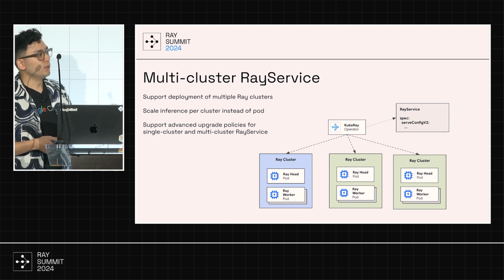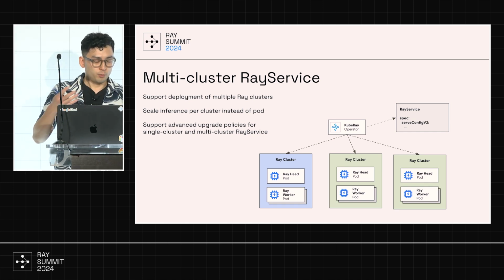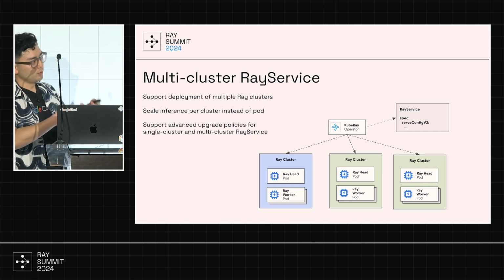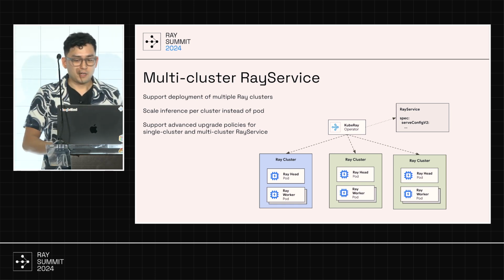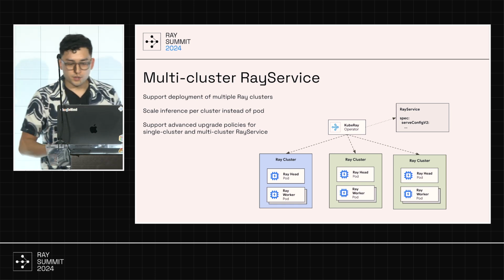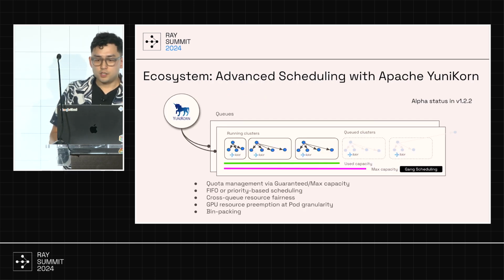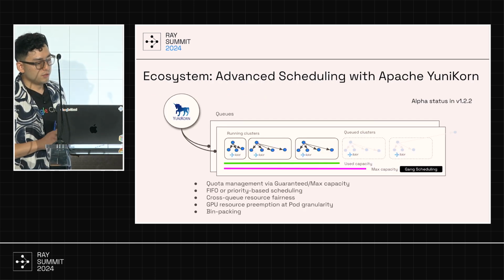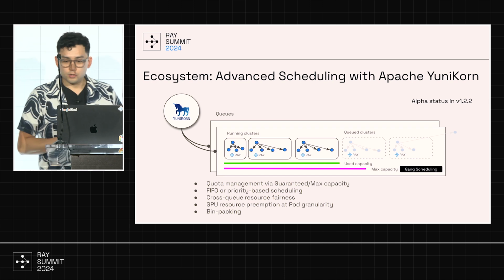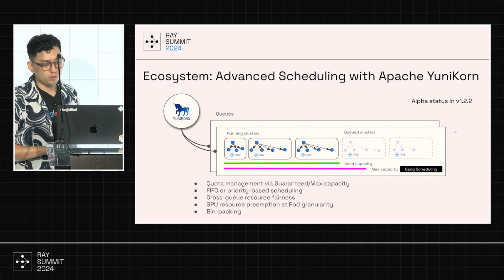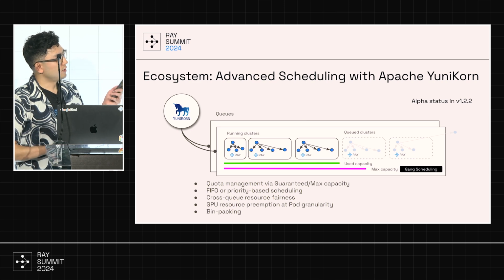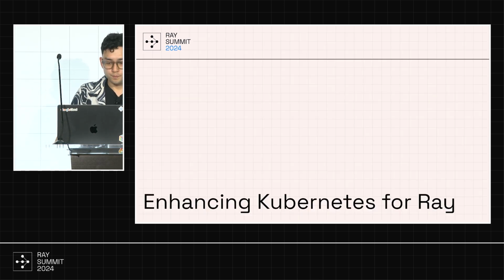But we also do want to improve the overall rolling upgrade policies and reliability of doing rolling upgrades for workers as well. So we're thinking about two dimensions of how to scale Ray service going forward. And lastly, we are continuing to expand the ecosystem integration with KubeRay. The most recent example is the new integration with Unicorn for advanced scheduling capability with KubeRay. And this will be available in KubeRay starting in 1.2.2.